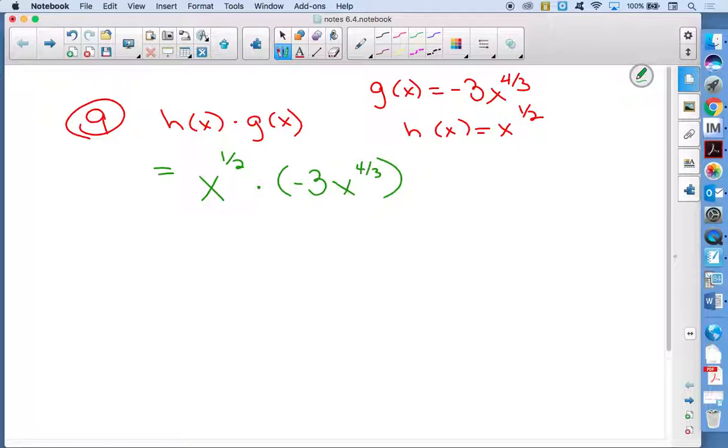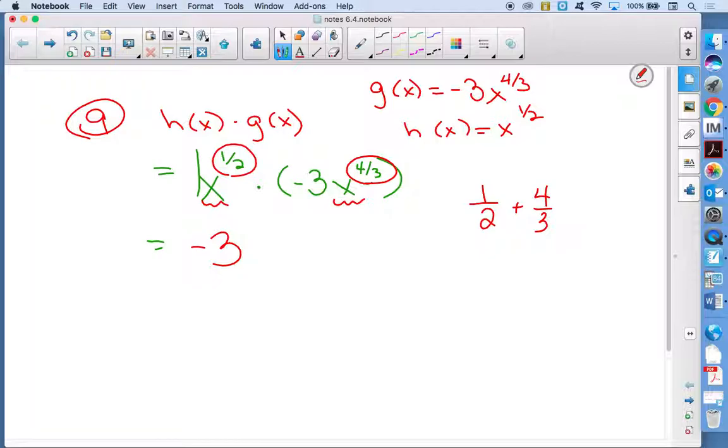Okay, so if you're multiplying them, you have x to the 1/2 times negative 3x to the 4/3. So really this x has a 1 in front, so if we're multiplying the numbers together, 1 and negative 3 remain as negative 3. Looking at the x's, how do you combine the x's? Yeah, we want to add the exponents together. So we're adding 1/2 and 4/3.